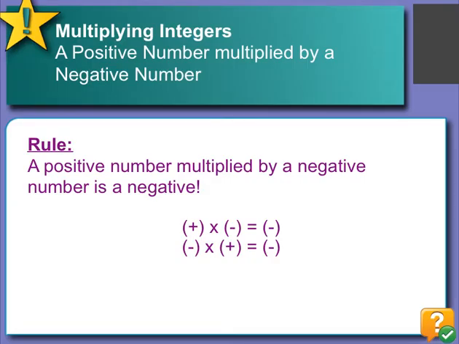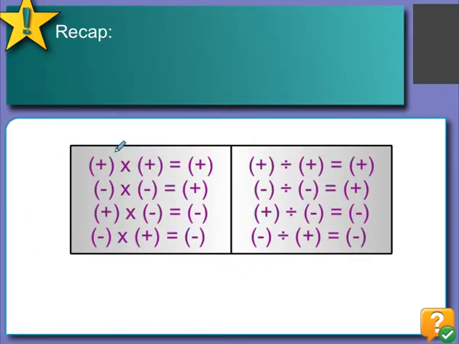The other thing to remember is when we are multiplying positive and negative numbers. So a positive times a negative is a negative. Negative times a positive is a negative. So whenever you have different signs multiplied together, we get a negative. But if we have two signs that are the same, either two positives, two negatives, we will get a positive. The exact same rules are true of division. So different signs give us a negative. Same signs give us a positive.